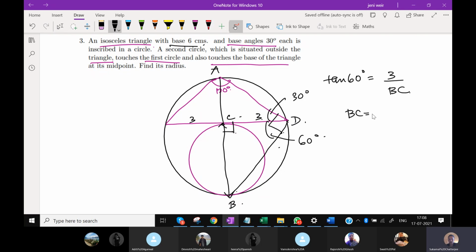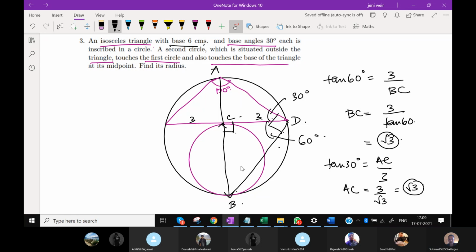That means BC will be 3 by tan 60, and tan 60 is root 3. So this becomes 3 by root 3, or root 3. So BC is root 3, and AC would be, this angle is 30. So tan 30 would be AC by 3. So that means AC would be 3 tan 30, or 3 by root 3, which is root 3 again.